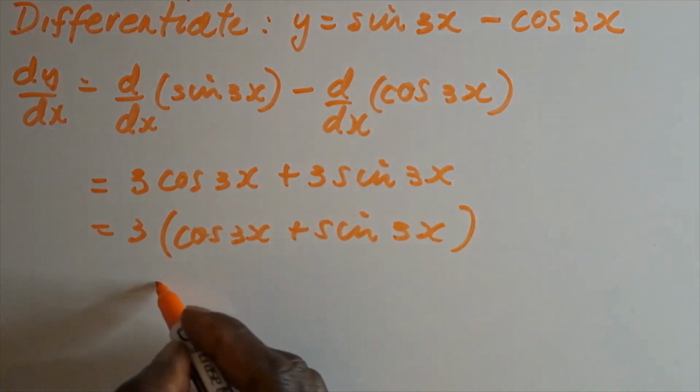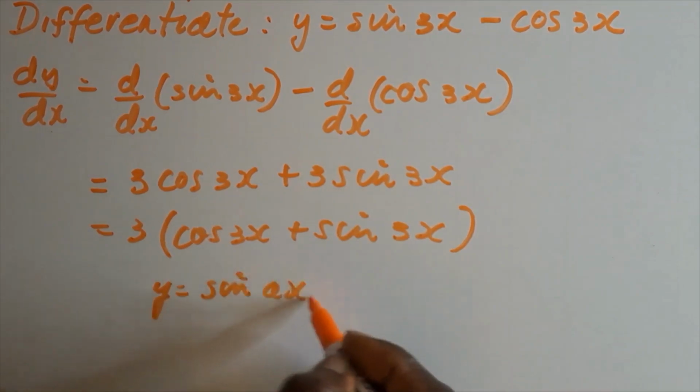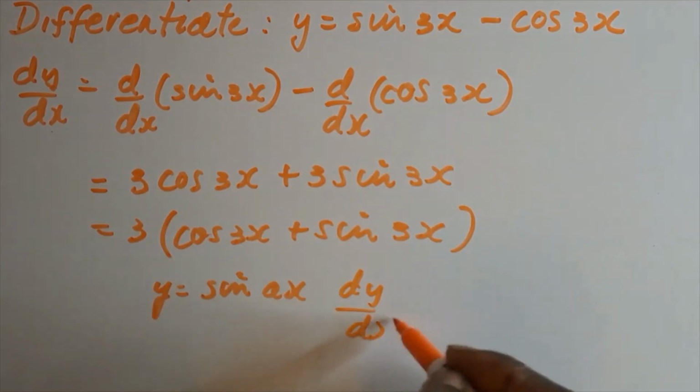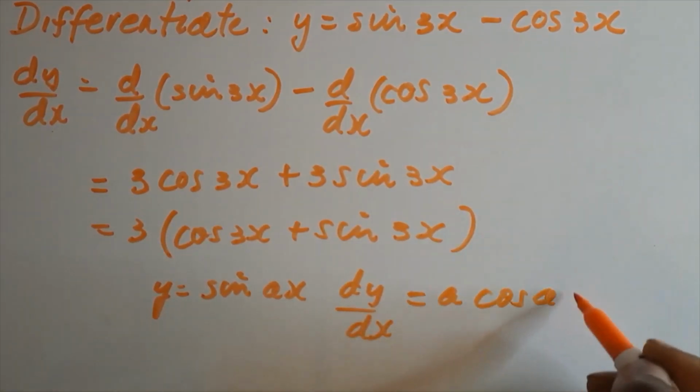Here we make use of if y is equal to sine ax, then dy dx is equal to a cosine ax.